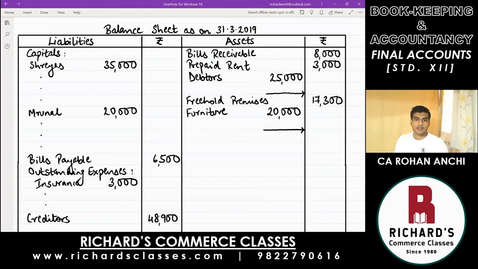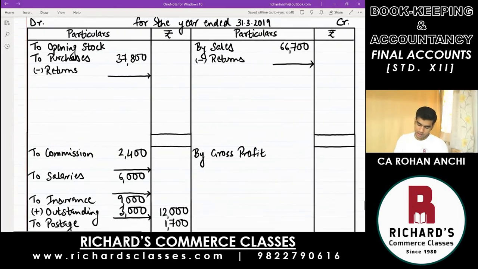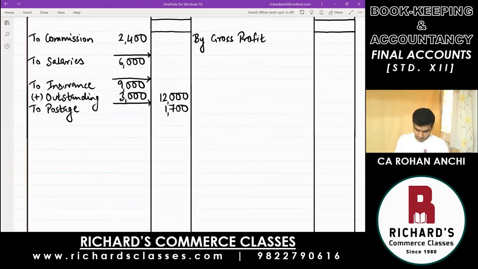Okay, then next is bad debts. That is a loss. Come to profit and loss account. Inner column, remember, because there are some more bad debts later. So these ones write in the inner column. To bad debts. Amount is 500. Leave one line and continue.